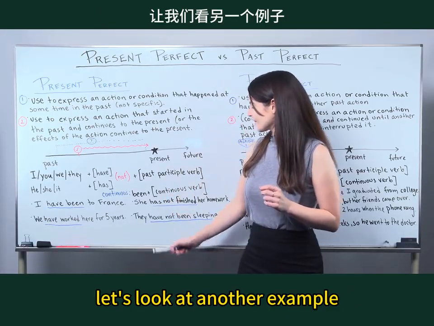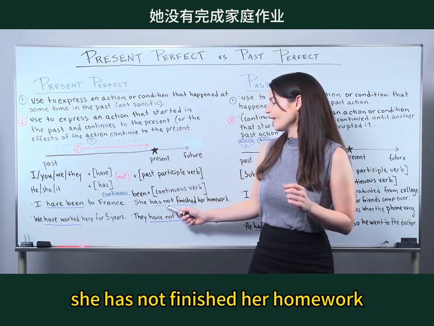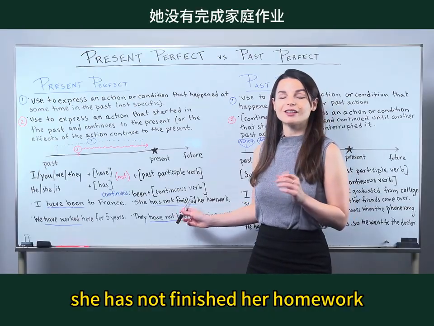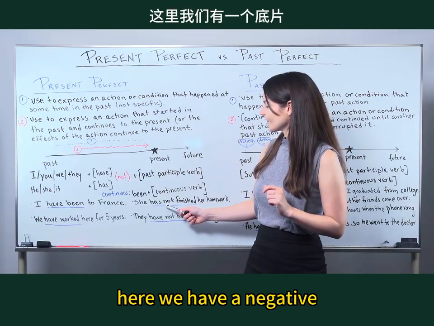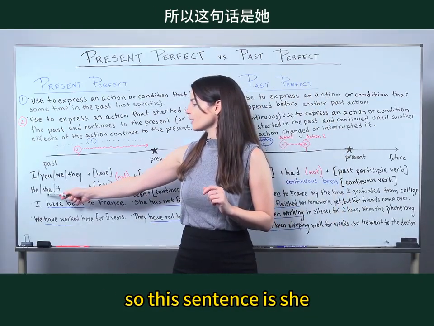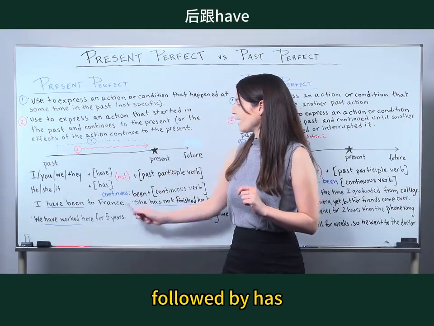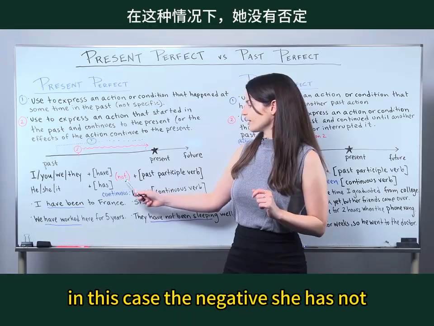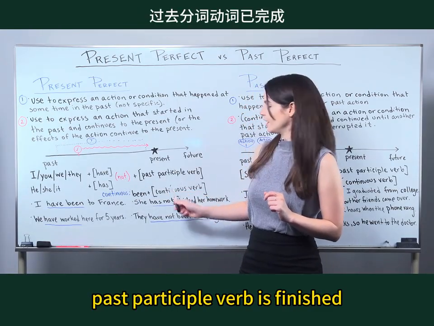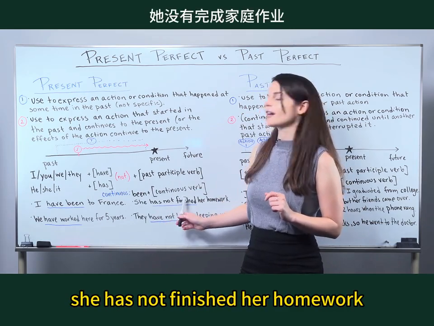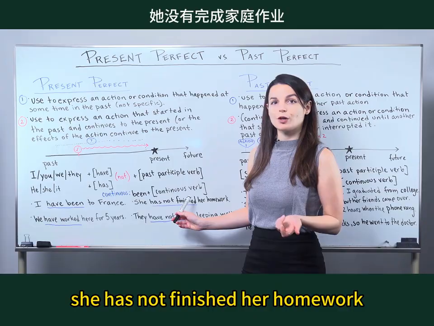Let's look at another example. She has not finished her homework. Here we have a negative. So this sentence is she, followed by has. In this case, the negative, she has not. Past participle verb is finished. She has not finished her homework.